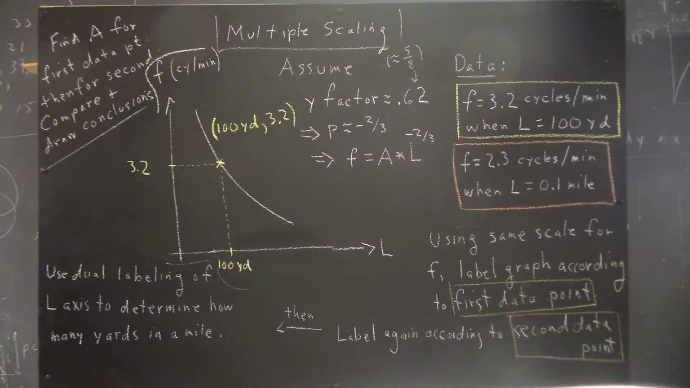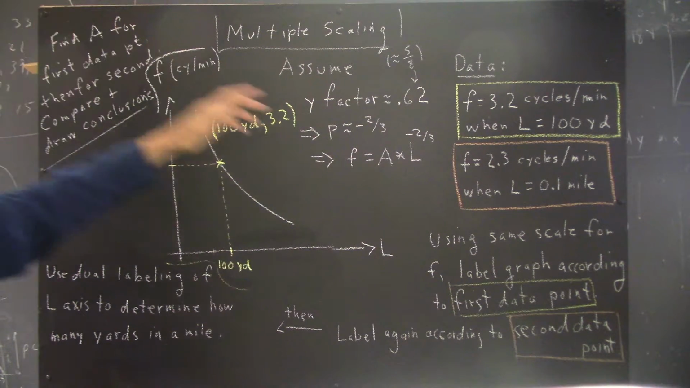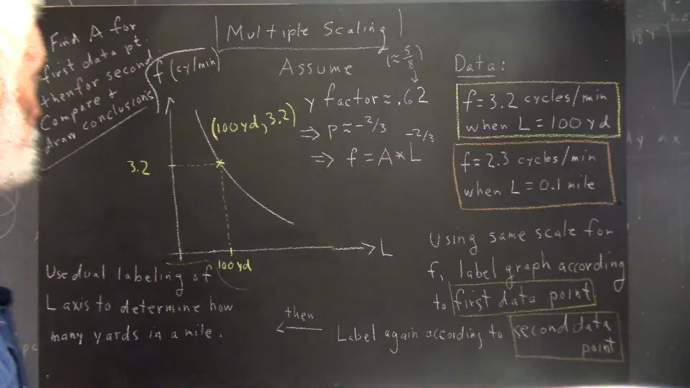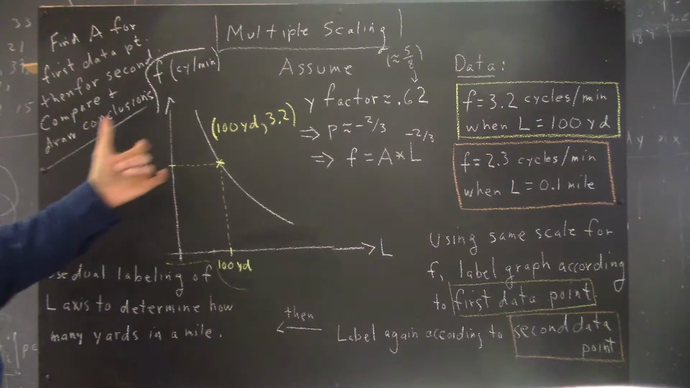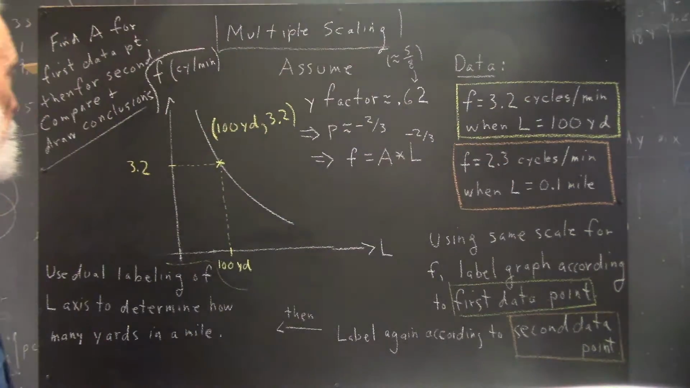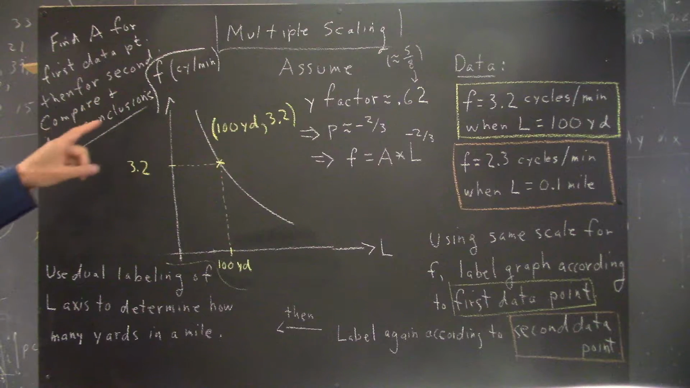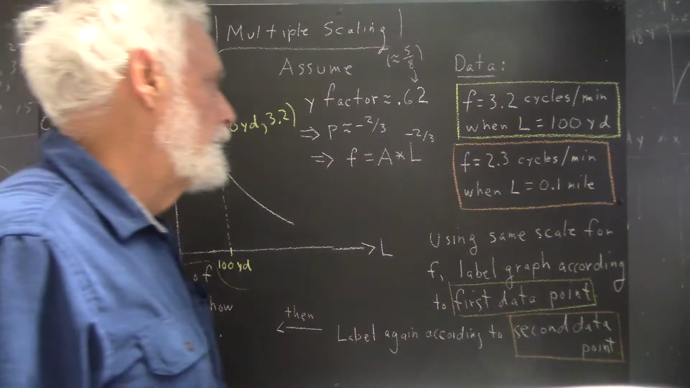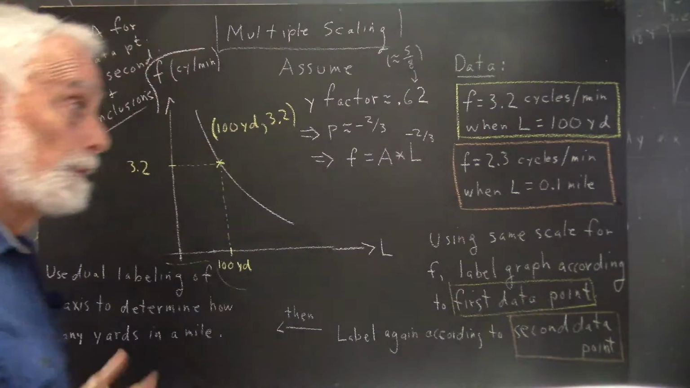Okay, then you want to find A for the first data point, okay, for the first labeling. Okay, what is the value of A that would correspond to the first data point, and what's the value of A that would correspond to the second data point? Okay, compare those values of A, and again, see if you can draw conclusions, especially related to the question of how many yards there are in a mile.